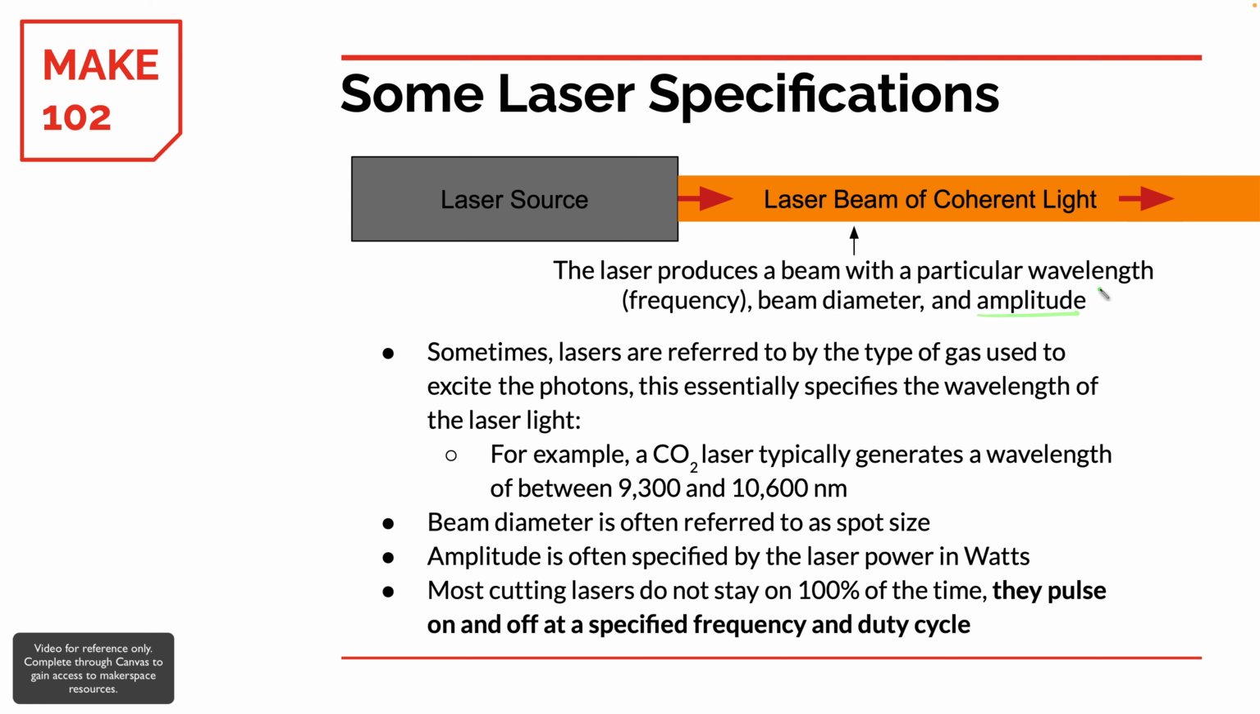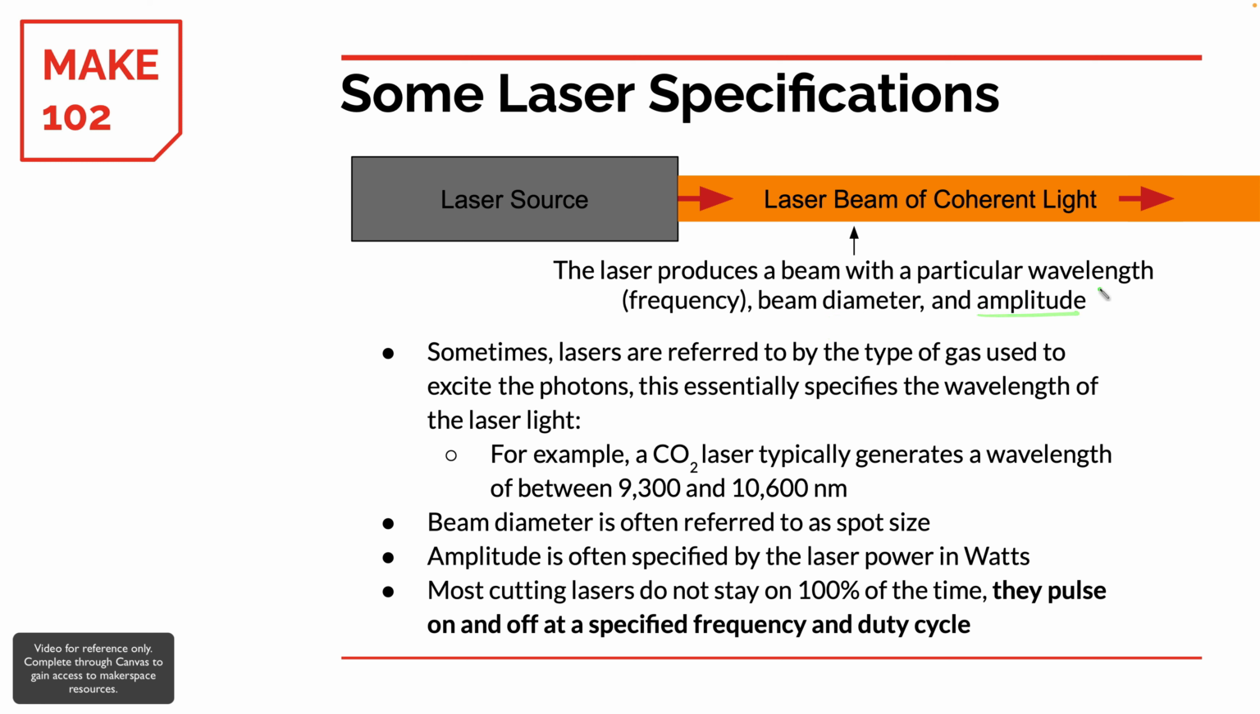So sometimes when we refer to lasers, we'll refer to them by the wavelength or the frequency that they produce, but sometimes they will also be referred to as the type of gas that is used to produce the laser. And that is because these two things are related. If you have a CO2 laser, you will get a wavelength of between 9,300 and 10,600 nanometers. So sometimes you will see a laser referred to by its gas, like a CO2 laser. Sometimes we also refer to the beam diameter as spot size, and sometimes the amplitude would be listed in watts because those two are directly related.